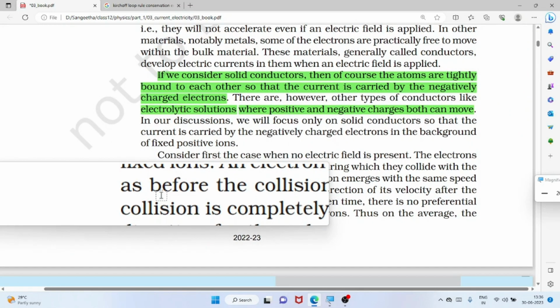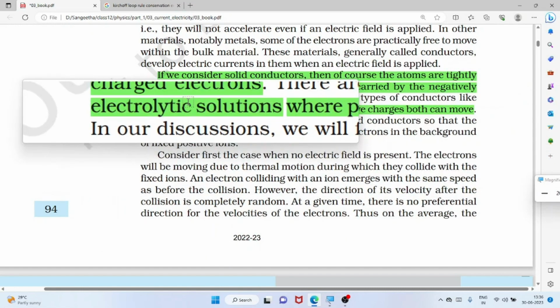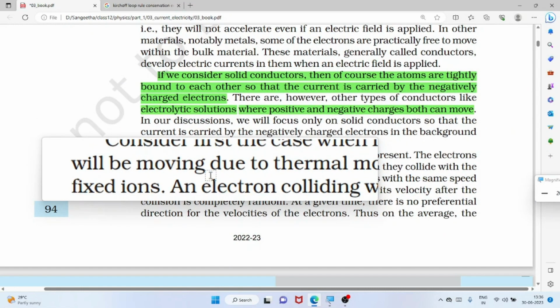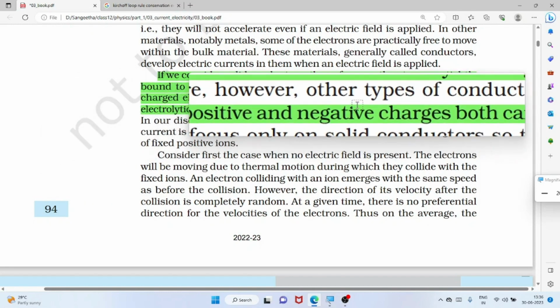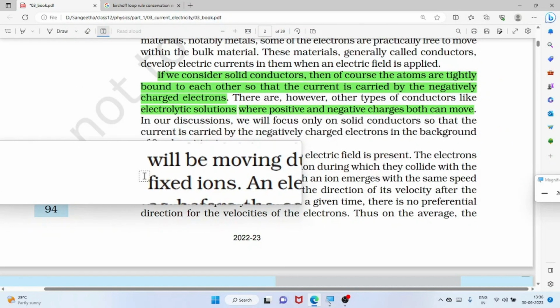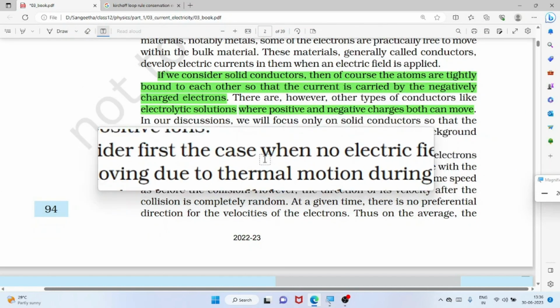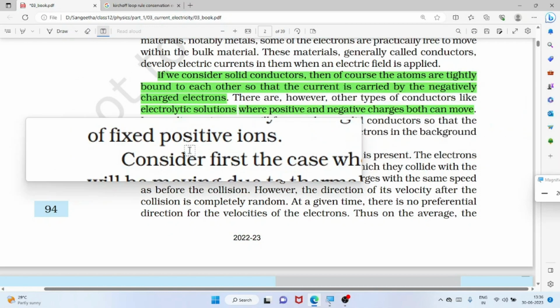In solid conductors, the charge carriers are negatively charged electrons. But in electrolytic solutions, both positive and negative charges can move. In a conductor only electrons are the charge carriers, but in an electrolytic solution both positive and negative charges can move.